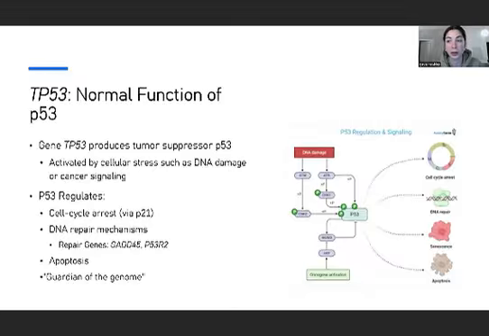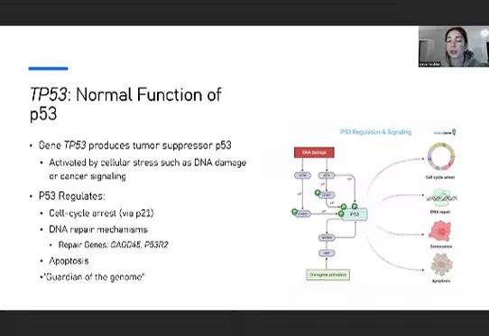These repair genes will fix whatever needs to be done, whether it's DNA breaks or missing nucleotides. And then the cell, once it's repaired, can continue to proliferate. But if the DNA is beyond repair, then p53 could also activate apoptosis using cyclin-dependent kinases and induce cell death. That's why p53 is our guardian of the genome, because it is protecting against uncontrolled dividing of broken or mutated DNA strands.